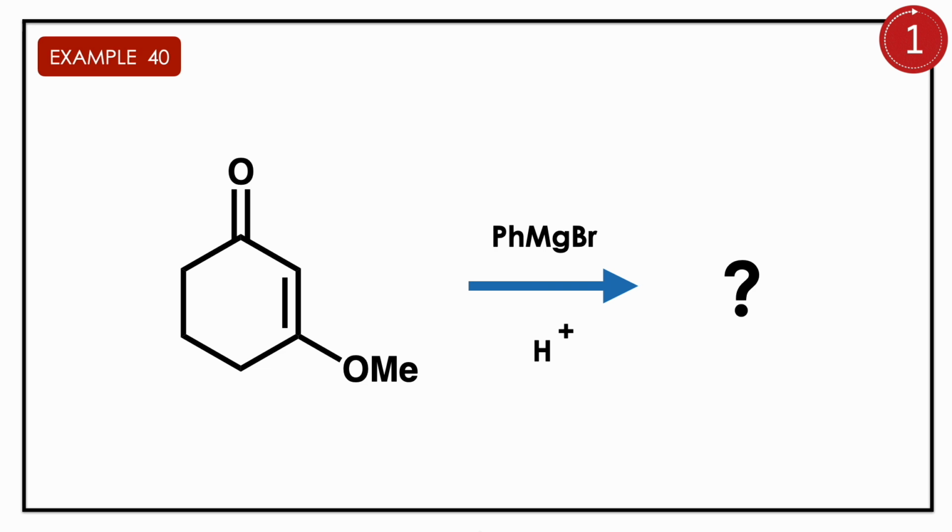Then the next example, you have cyclohexanone with a methyl at the third position. You are reacting with phenyl magnesium bromide in acidic condition. You should find what will be the final product.